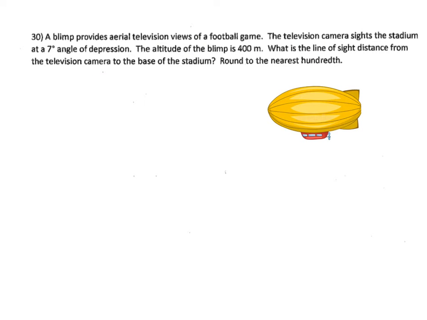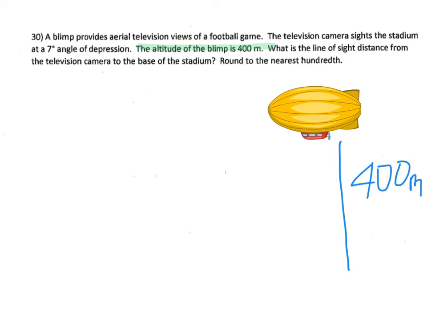Okay, so a blimp provides aerial television views of a football game. The television camera sights the stadium at a 7-degree angle of depression. The altitude of the blimp is 400. What is the line of sight distance from the television camera to the base of the stadium, round to the nearest tenth? So first, the most straightforward piece of information given was the altitude, so I know what that means. It's the height of how far off the ground the blimp is. So we know that that's 400 meters.